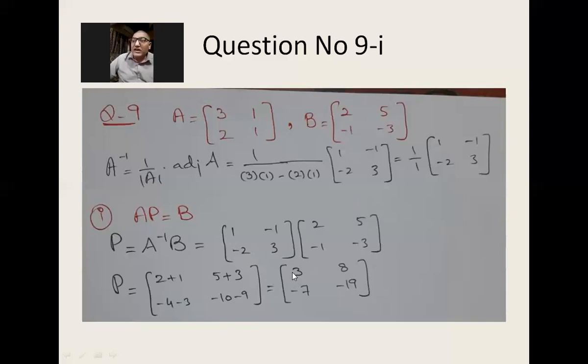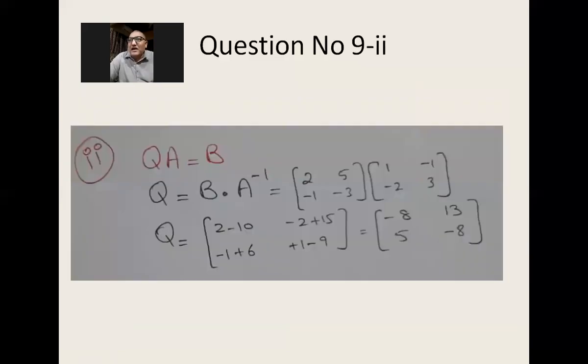So 2 plus 1, that will be 3. 5 plus 3, that will be 8. And minus 4 minus 3, that will be minus 7. Minus 10 minus 9, that will be minus 19. So this is the value of the B. Hopefully you understand. So let's move to the next part.